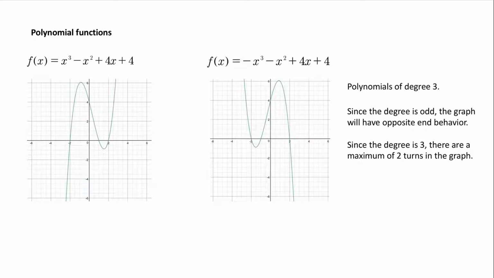The graph of the first polynomial extends from lower left to upper right, and the graph of the second polynomial extends from upper left to lower right. Since the degree is 3, there are a maximum of 2 turns in the graph. Each of these graphs exhibits 2 turns. It is possible that a third degree polynomial would exhibit fewer than 2 turns, but 2 is the maximum.